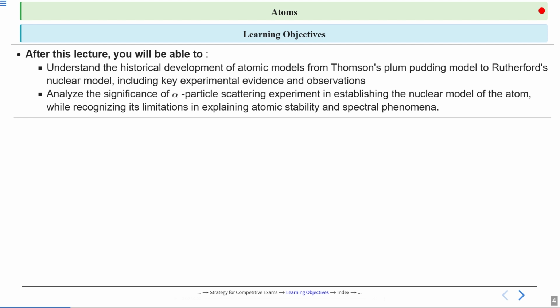You will be able to analyze the alpha particle scattering experiment, which was crucial for establishing the nuclear model of the atom. Also we will recognize the limitation of the alpha particle scattering experiment in explaining atomic stability and spectral phenomena.